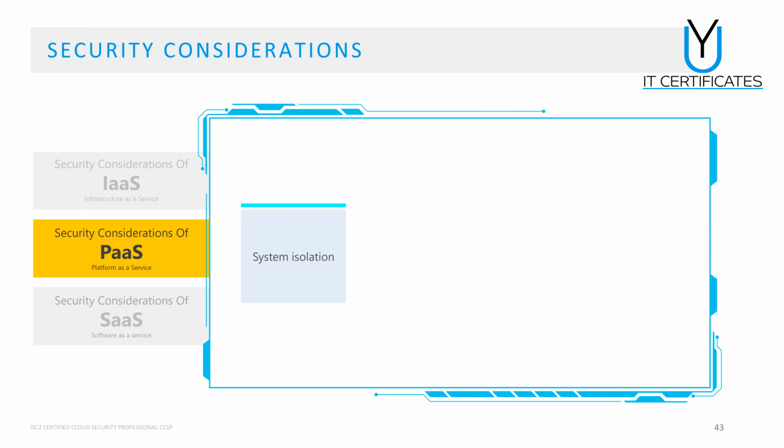Okay, what are the security considerations for the platform as a service, which you have to keep in mind? The first thing is system isolation. This is an important concept, because you know what PaaS is. PaaS means that the cloud service provider is responsible for the servers, and the customer is responsible for developing software and the development of the application.